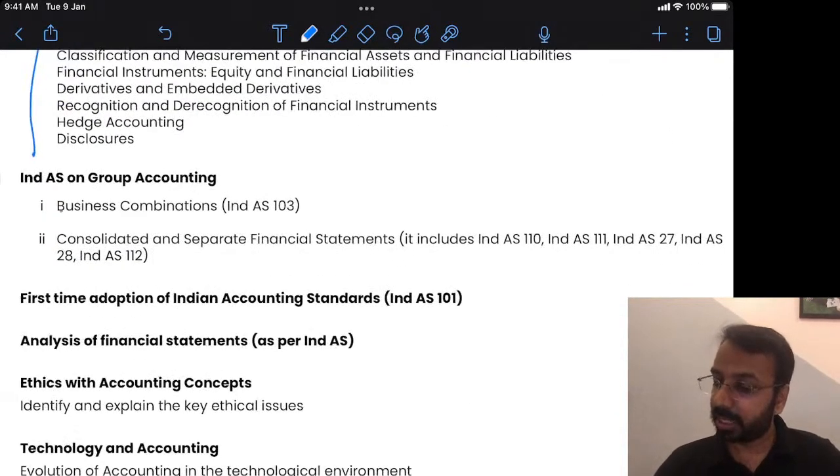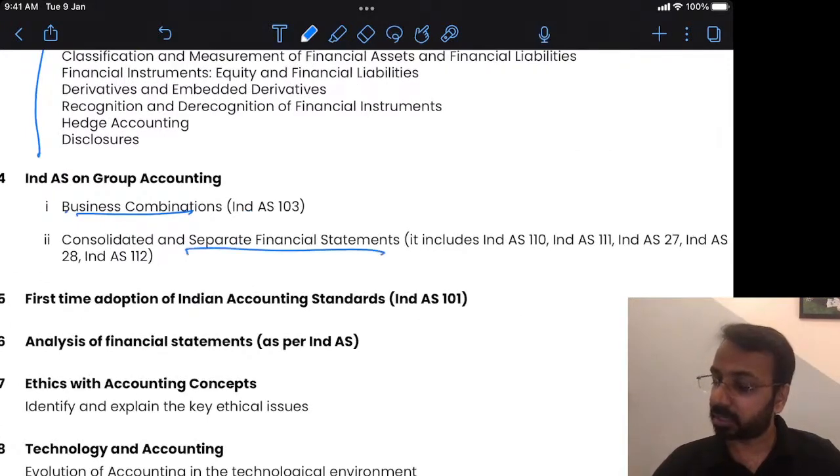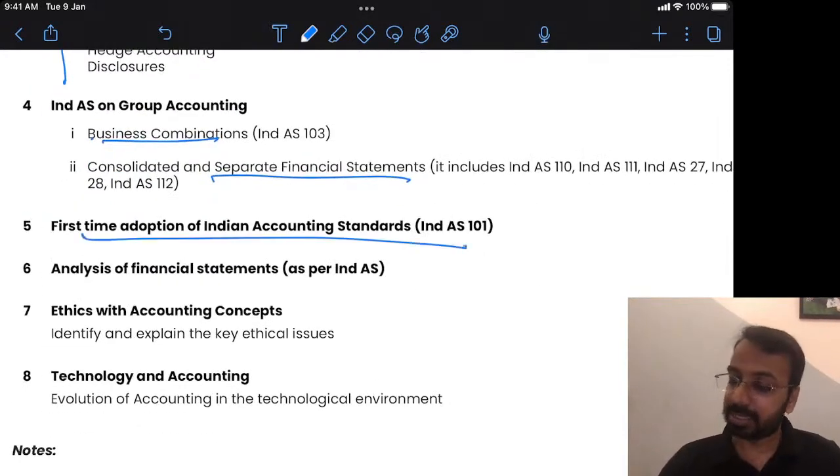Business combination is there. Consolidation financial statement was there. First time adoption was there. Analysis is also there. Now ethics and technology and accounting.